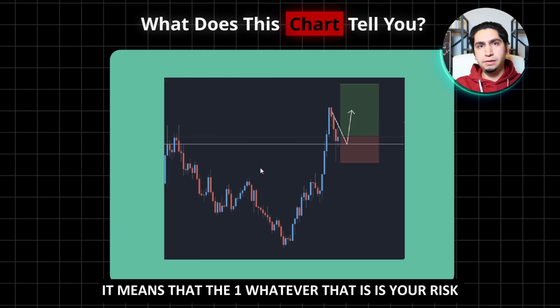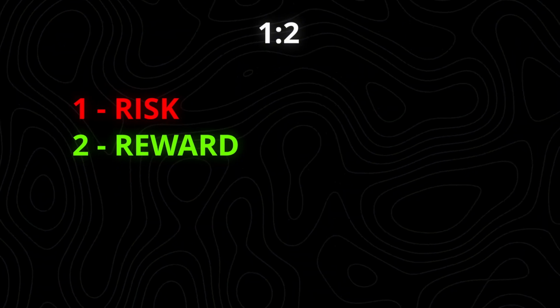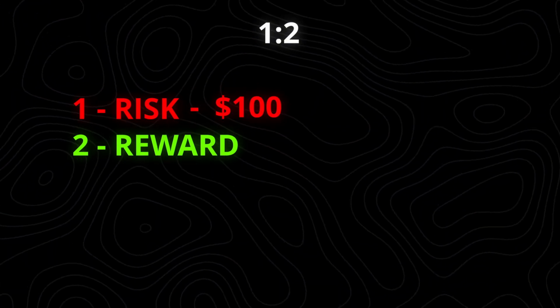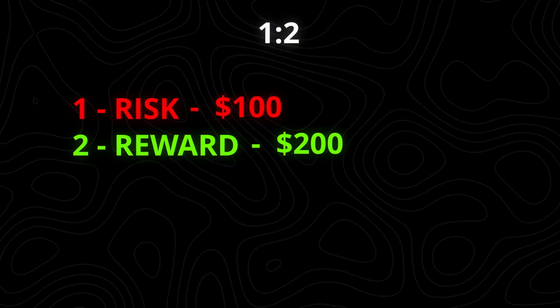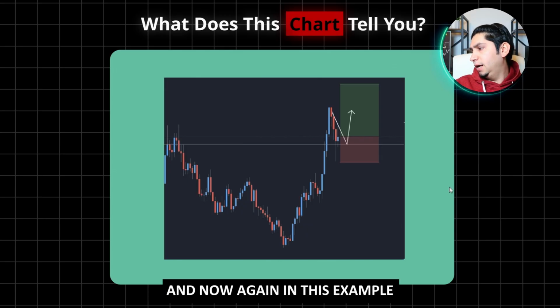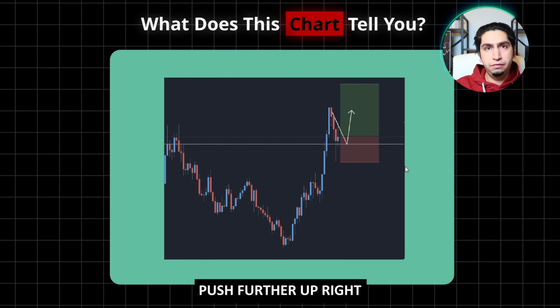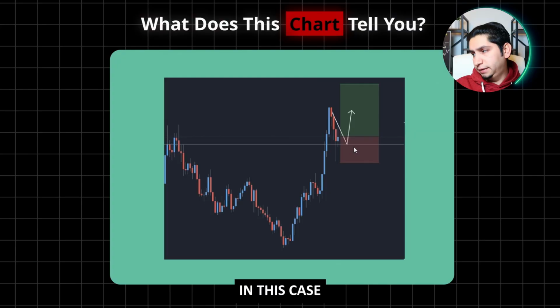Now, a 1 to 2, what is it? A 1 to 2, it means that the 1, whatever that is your risk. So if you're risking $100, that's your risk, and the 2 is your reward, a 1 to 2. So if your risk is $100, your reward is $200, 2 times your risk, okay? And now, again, in this example, you expected price to come, retest that zone, push further up, right? Well, I will tell you what happens. In this case, hit stop loss.